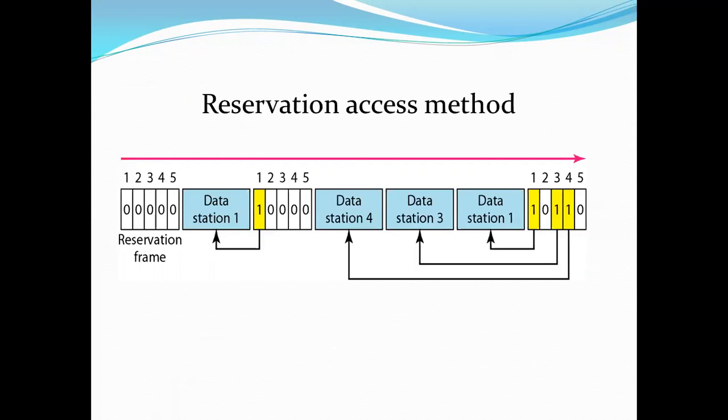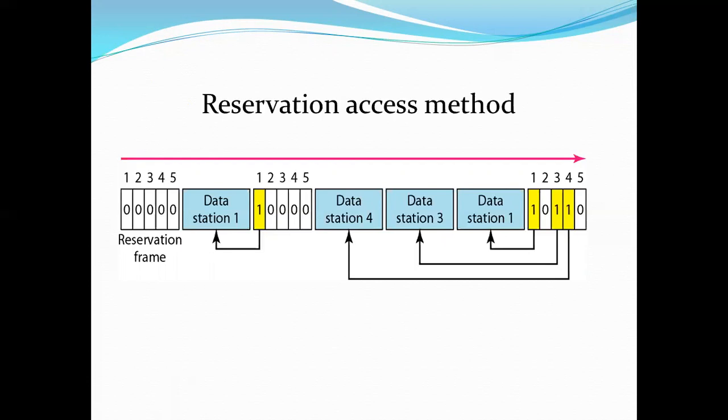In the reservation access method, a station needs to make a reservation before sending data. The time is divided into intervals. In each interval, a reservation frame precedes the data frames sent in that interval. If there are n stations in a system, then there are exactly n reservation mini slots in the reservation frame. This reservation frame is divided into mini slots, depending on the number of stations.